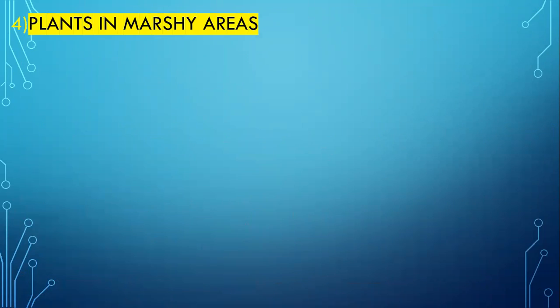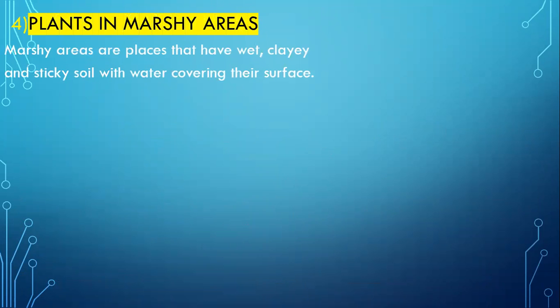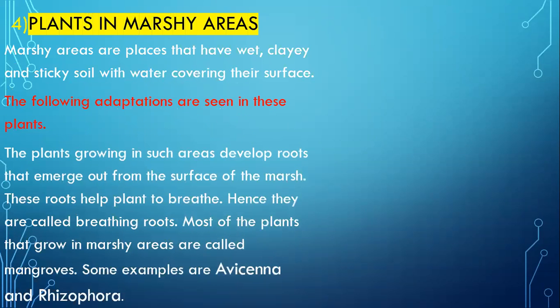So the next category is plants in marshy areas. Marshy areas are places that have wet, clay and sticky soil with water covering their surface. In such areas, what would be the adaptations adopted by plants to survive there? The following are the adaptations which can be seen in these plants.